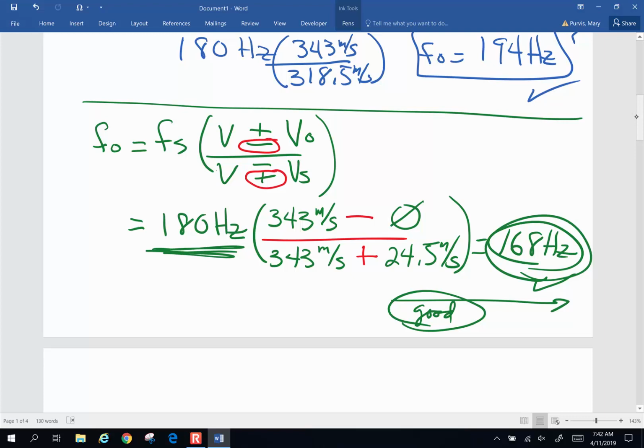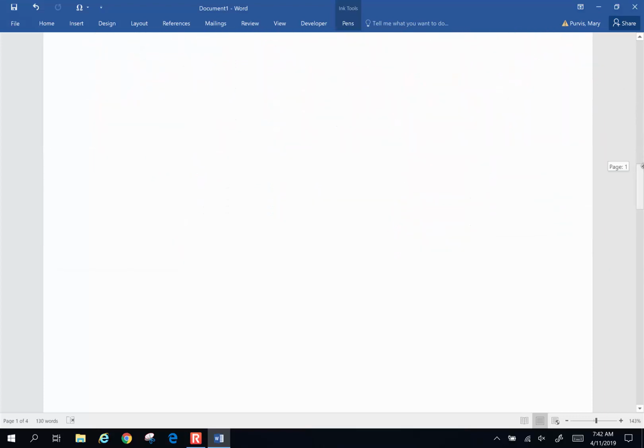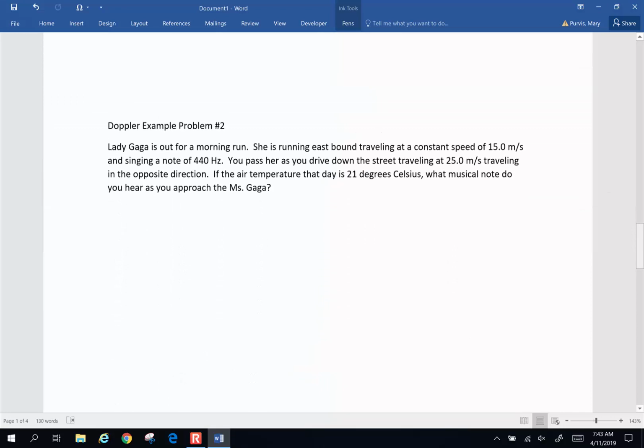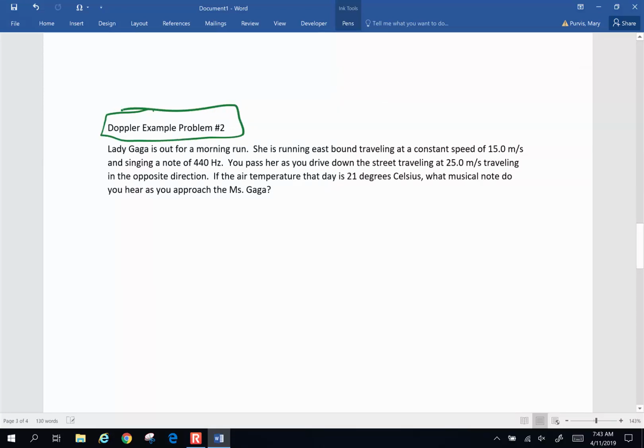Now we're going to immediately go do a second Doppler example problem. And I have this down a ways. So let me scroll down a bit. This time, we're going to have two things in motion.